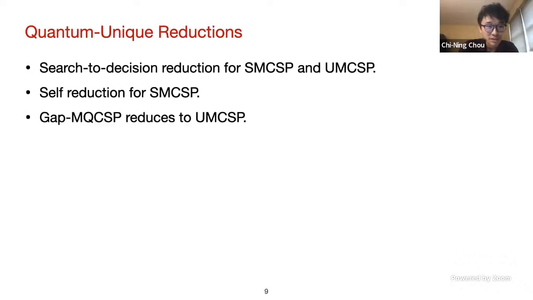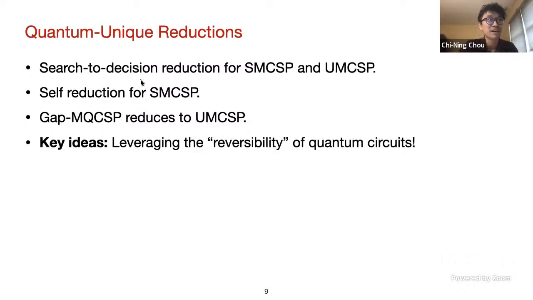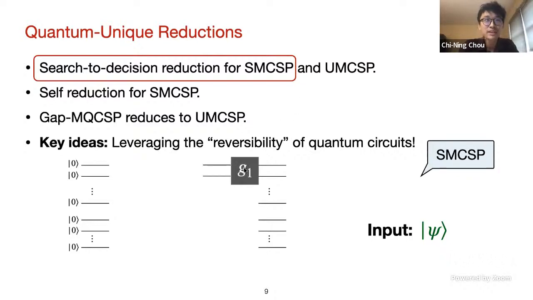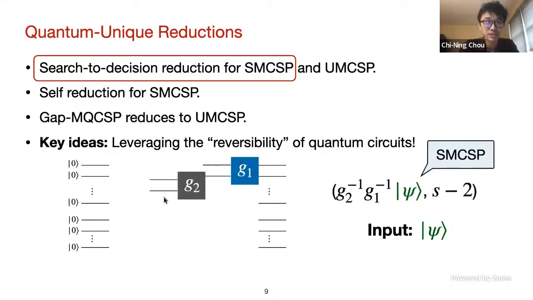In particular, we also have self-reduction and other gap version reduction. And the key idea is the following: we can leverage the reversibility of the quantum circuits to find the circuits using just the decision oracle. So now the input is a quantum state, and we have a decision oracle. We can guess what the last gate is one by one and query this decision oracle. And if it outputs no, we can try the other one, and if yes, then we guess the other one.